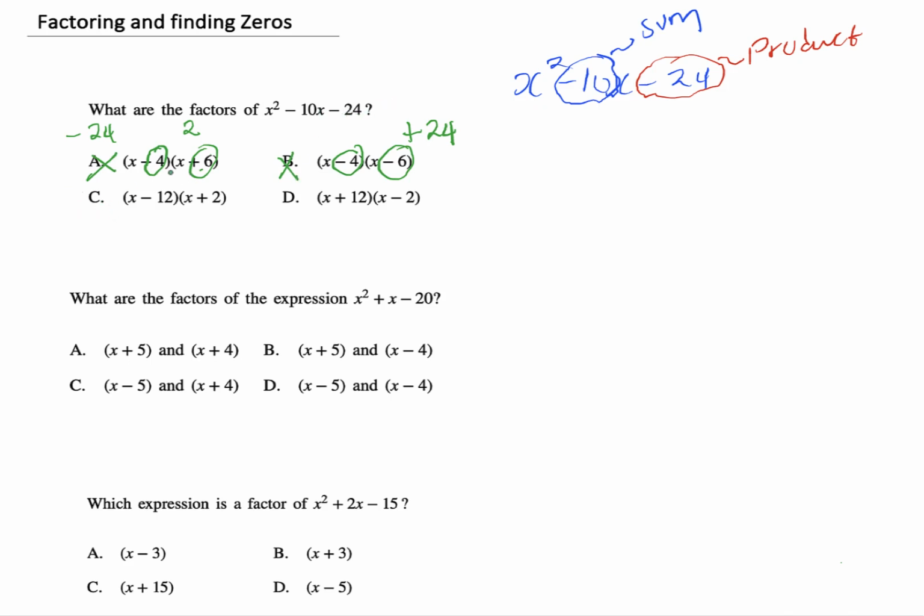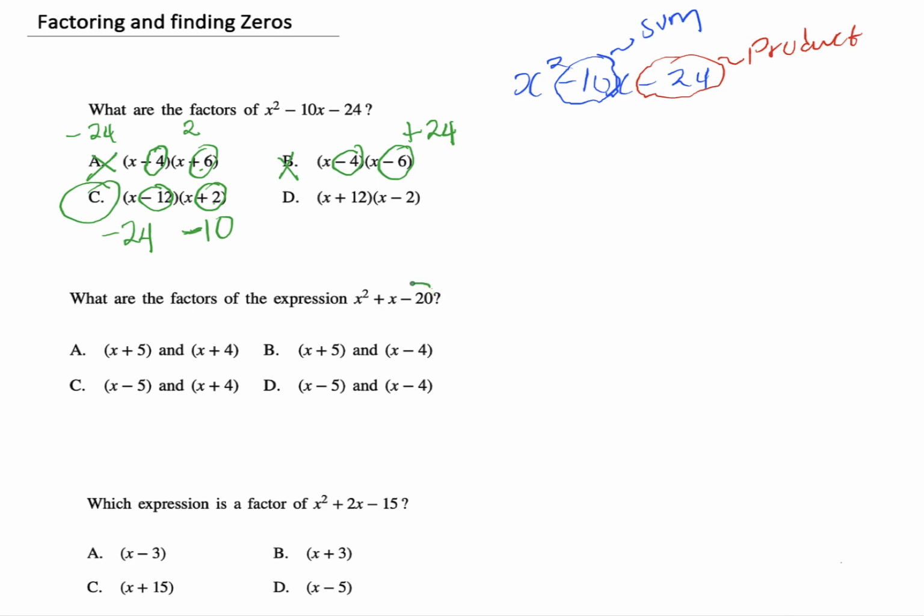Let's look at C. We have negative 12, which we're multiplying by positive 2. When you multiply, you get negative 24. Now let's add them. The signs are different, so I would subtract. I get 10. I want to keep the sign of the larger, so I get negative 10. So notice I got the product and the sum values. My answer is C.